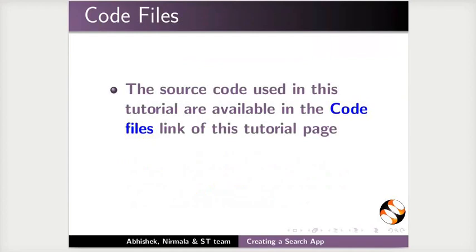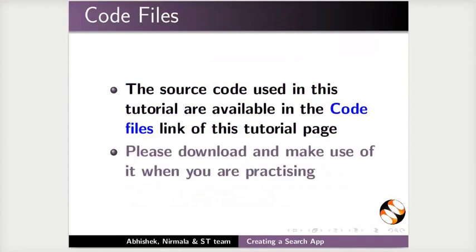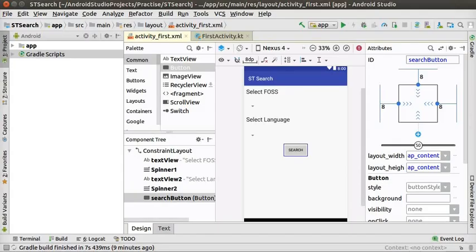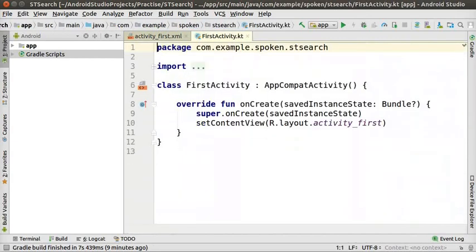The source code used in this tutorial is available in the code files link of this tutorial page. Please download and make use of it when you are practicing. Let us go back to Android Studio interface. Go to firstactivity.kt. Type the code below inside onCreate method.